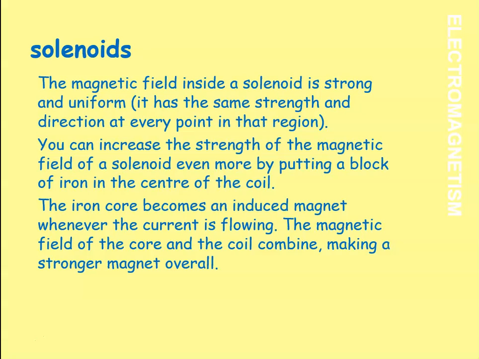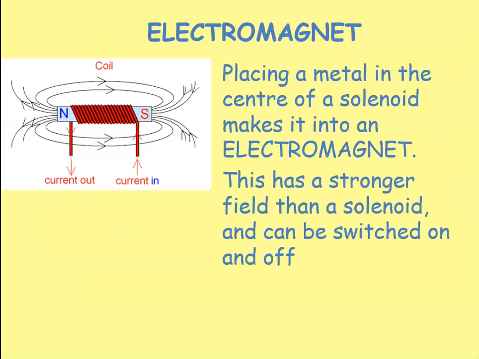Now, a solenoid's magnetic field is strong and uniform, it has the same strength and direction, but we can increase that even further by putting a block of iron in the centre of the coil. That iron core becomes magnetic itself whenever the current's flowing. The magnetic field of the core and the coil combine, making a stronger magnet overall. This makes an electromagnet. Placing a metal in the centre of a solenoid makes it into an electromagnet. This has got a much stronger field than a solenoid and can be switched on and off.